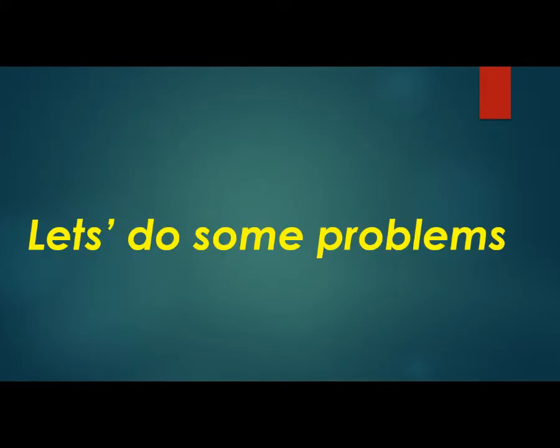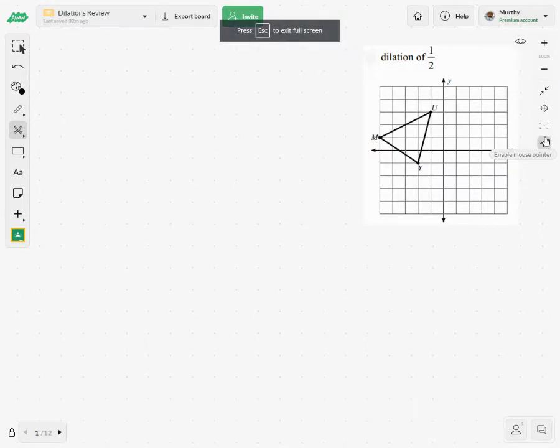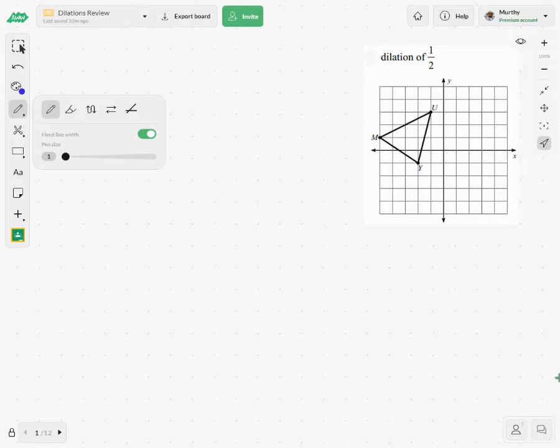Now let's do some problems on the whiteboard. So where is the whiteboard? Okay, on the whiteboard here, let me click on this. The first question is, a triangle is given and you are asked to dilate it. The scale factor is given as 1 over 2. So first of all, let's identify the coordinates of points M, U, and Y.